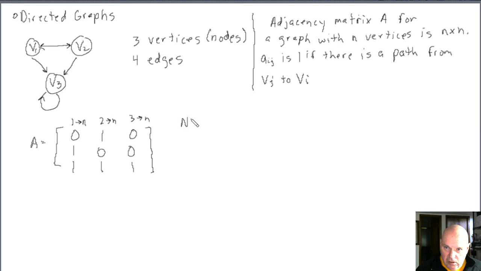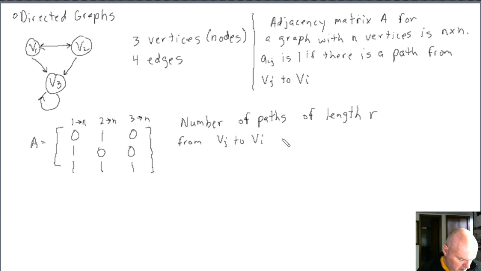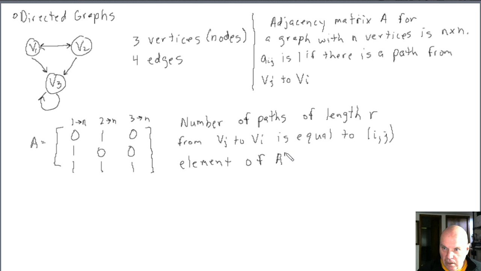Now, this is useful because the number of paths of length r from node J to node I is equal to the ij element of A to the r power. I'm not going to prove this result, but it's a fundamental result of graph theory.